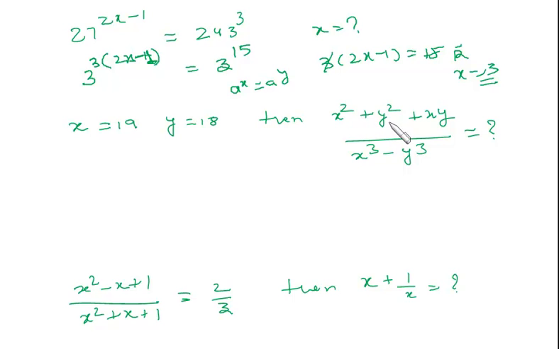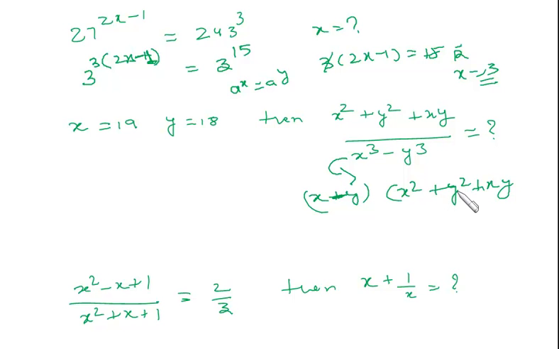Now x square plus y square plus xy, and this is x cube minus y cube. Precisely x cube minus y cube, you might have attended the basic sessions of algebra. X cube minus y cube is x minus y, x square plus y square plus xy. So this thing is basically this thing, right?